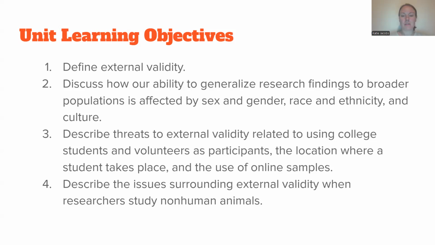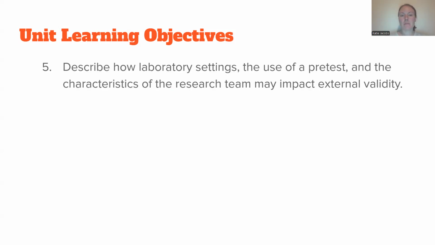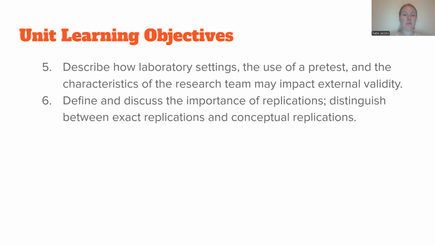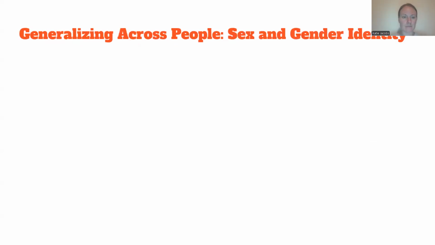I also want you to be able to describe the issues surrounding external validity when researchers study non-human animals. I'd like you to be able to describe how laboratory settings, the use of a pretest, and the characteristics of the research team may impact external validity. I want you to be able to define and discuss the importance of replications, distinguish between exact replications and conceptual replications. I want you to be able to describe what a literature review and meta-analysis are, compare and contrast their role in providing evidence for external validity, and we've kind of done some of that already.